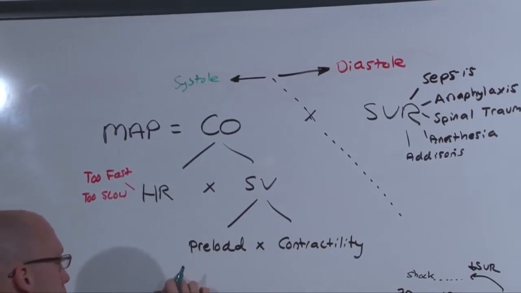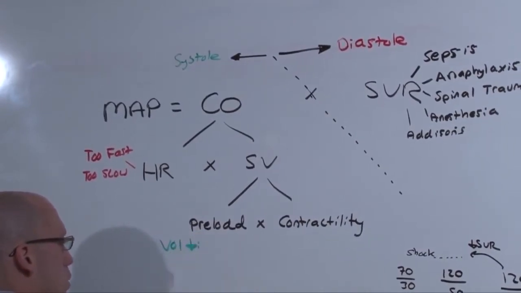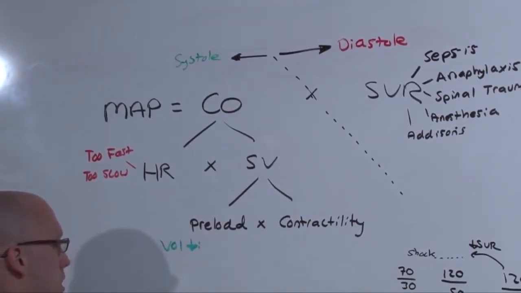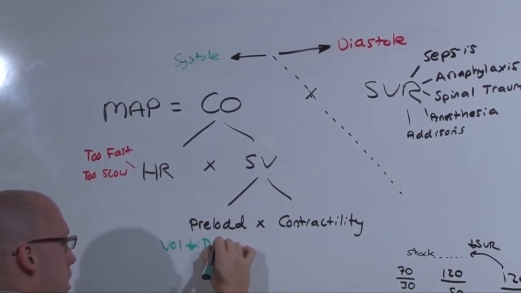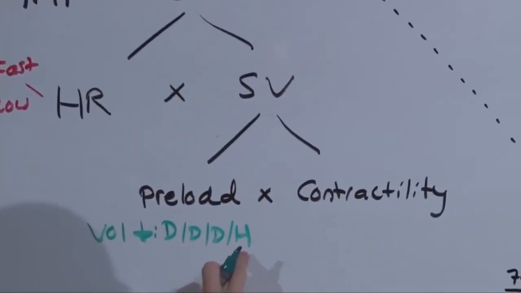You can simply be preload down, that is, volume down, which is, remember by the mnemonic, the 4 Ds: diarrhea, dehydration, diuresis, and hemorrhage, which captures anemia and blood loss.